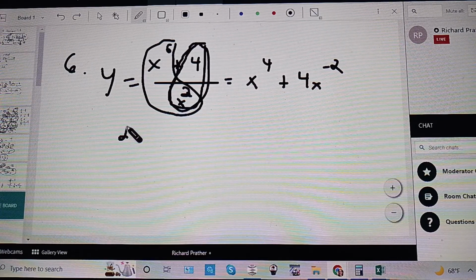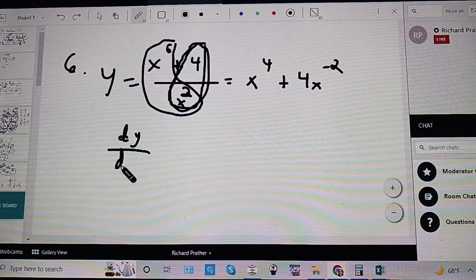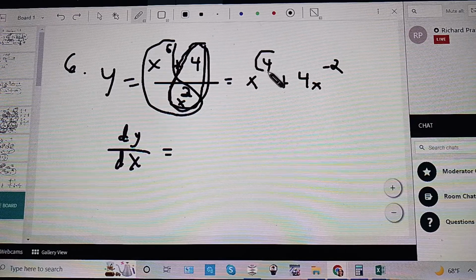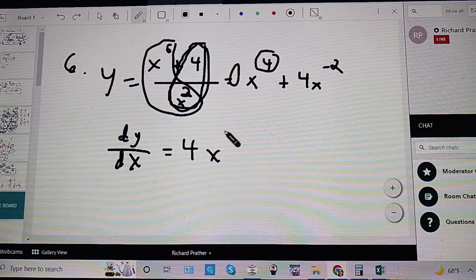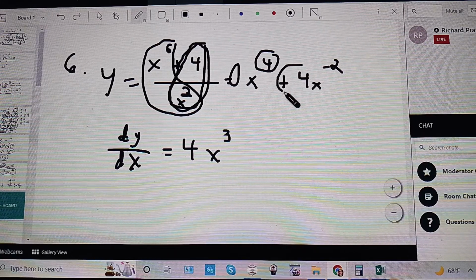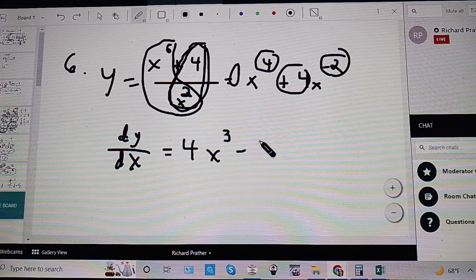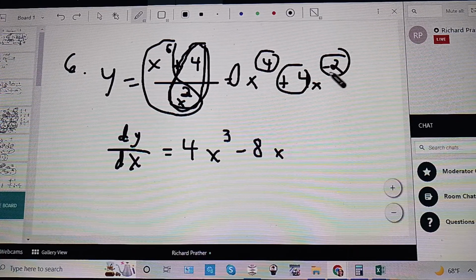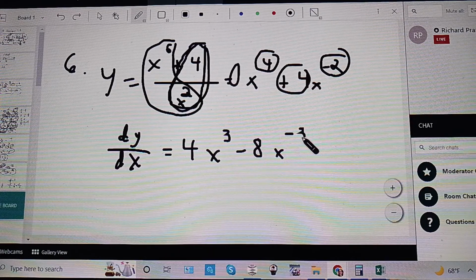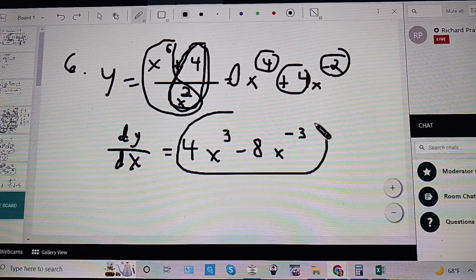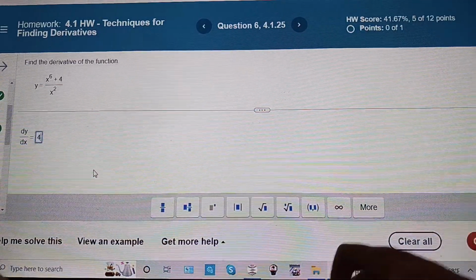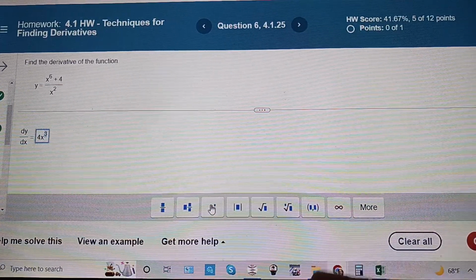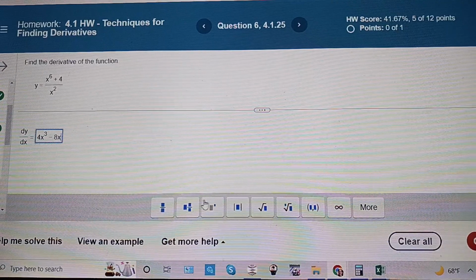So now we're ready for dy over dx, the derivative of y with respect to x. So it's 4 times 1 is 4. Decrease the exponent by 1, third power. Positive 4 times negative 2 is negative 8. X to the negative 2 minus 1 is negative 3. So this is perfectly fine for the answer. 4x to the third minus 8x to the negative 3.